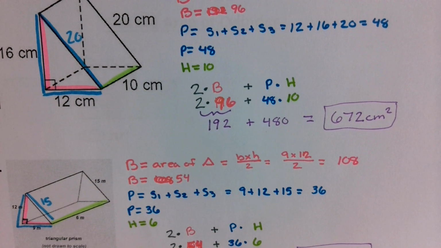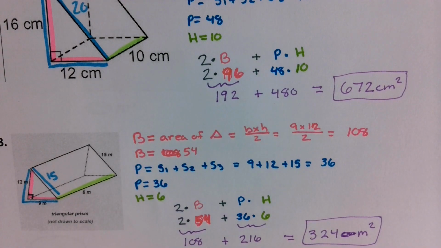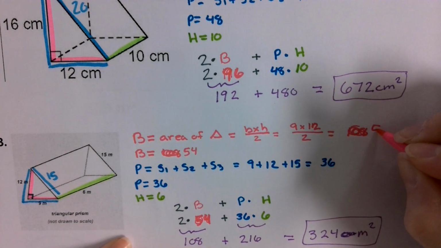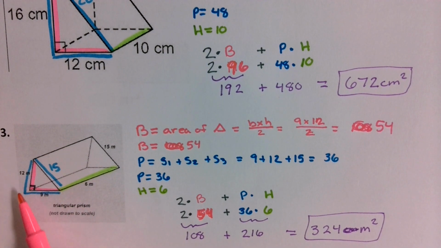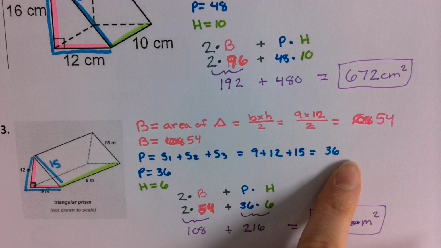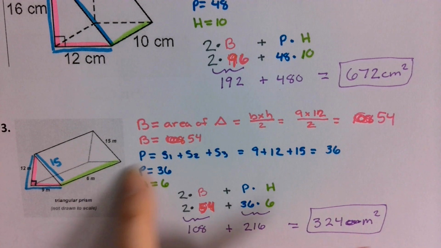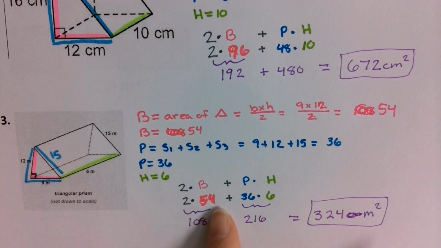Same thing for number 3. Area of the base shape. Again, I made my mistake here. Area of the base shape, we're going to do 9 times 12, divided by 2, because 9 is the base, 12 is the height, and then we divide by 2, we get the 54. The perimeter is just adding all the sides, 9, 12, and 15 together to get 36. The height that connects the 2 triangles together is that value of 6, and we plug it into our formula. 2 times 54 is 108. 36 times 6 is 216. When we add them together, we get 324 meters squared.